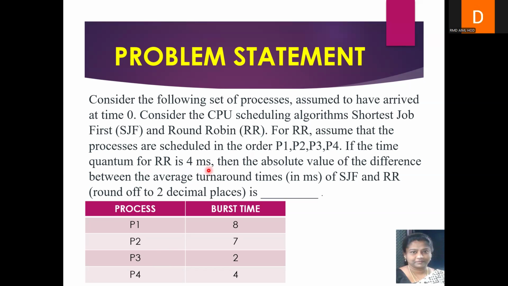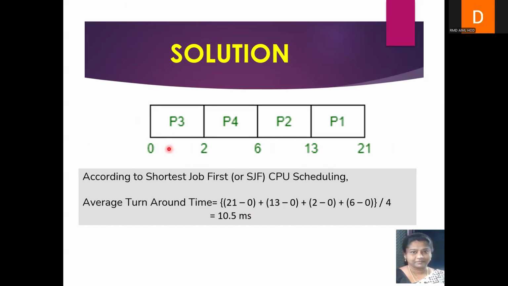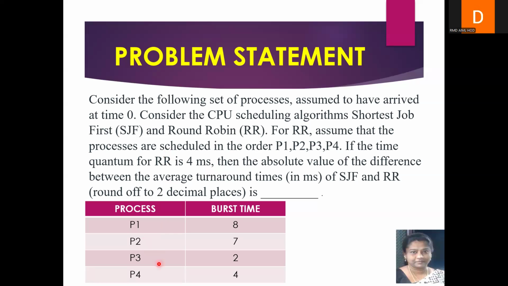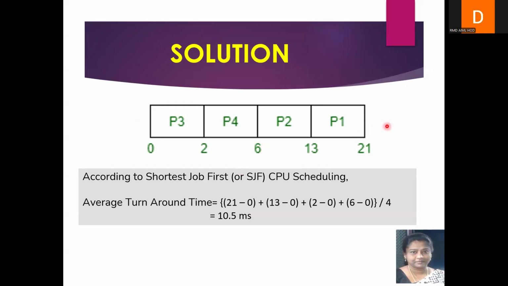Now first let's work out for SJF. That is, we are now going to see the Gantt chart of SJF, and from the Gantt chart, we are going to compute the average turnaround time for SJF. So look at the solution. This is the Gantt chart for SJF. Among the 4 processes which are given, the shortest job is P3, followed by P4, then followed by P2, and then finally P1. So the order of execution for SJF is going to be P3, P4, P2, P1.